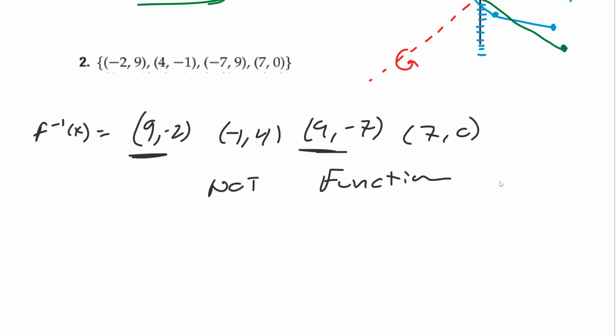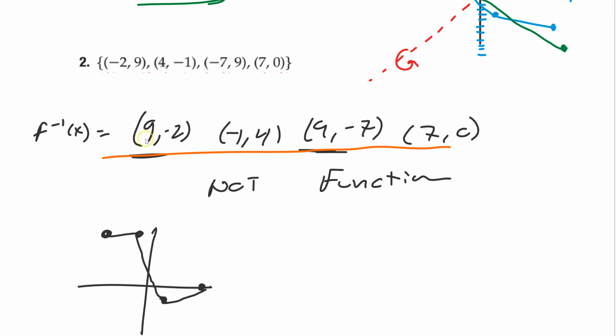Again, if I would have graphed this one, I would do the exact same thing. Negative 2, 9. 4, negative 1. Negative 7 and 9. 7, 0. So this one, let me do the original one in black. It's like this. They didn't have proper notation, so I'm just scoring from left to right like you're supposed to. Then we graph the inverse.